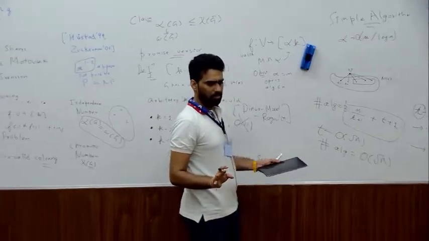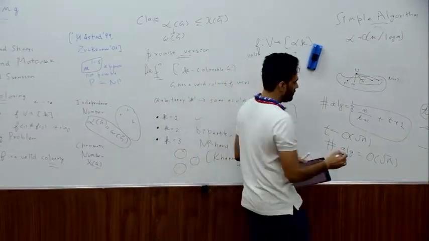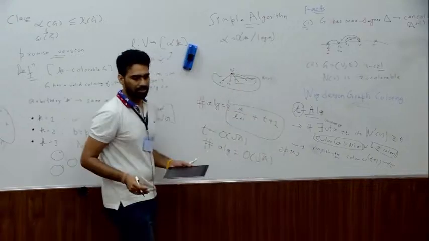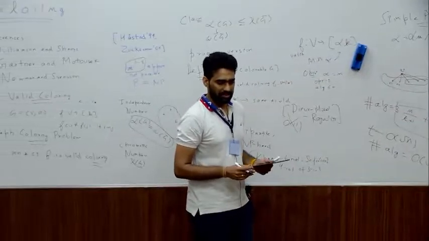Okay. Opt was 3, right? The graph was promised to be 3 colorable, so again we have a square root n approximation for this problem.